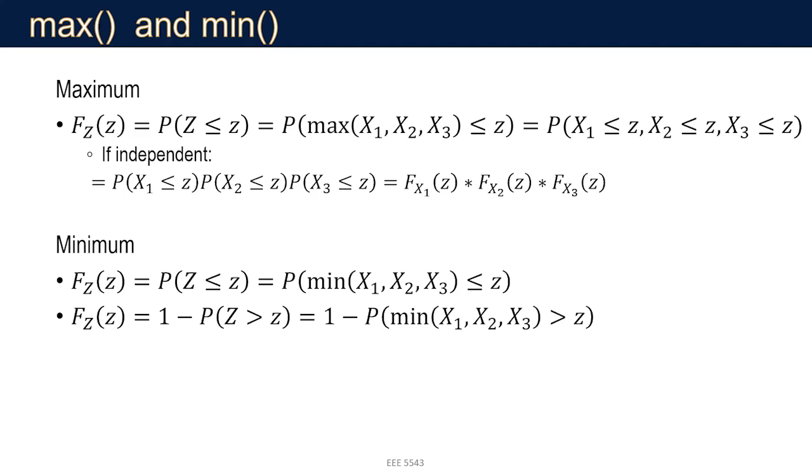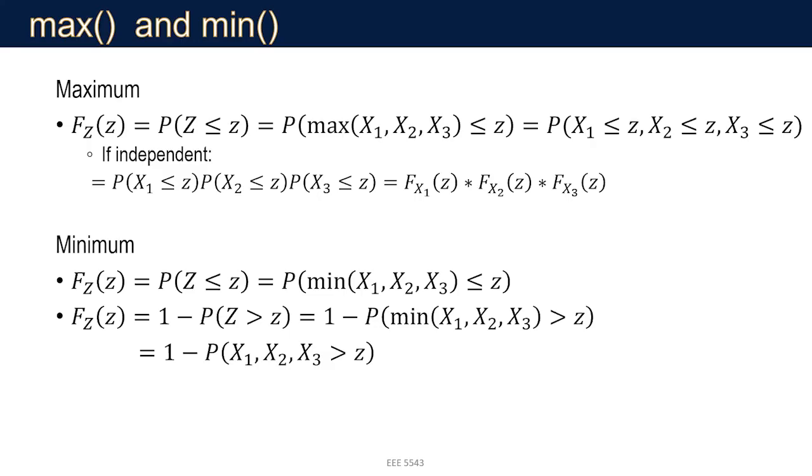Well, if the minimum is greater than some value z, that means x1 has to be greater than z, x2 has to be greater than z, and x3 has to be greater than z, right? Okay, so we can write it like this.